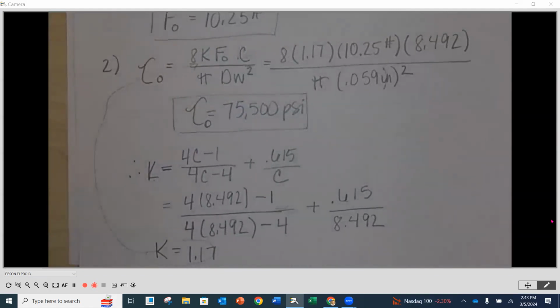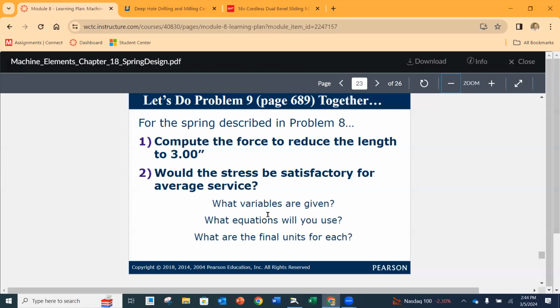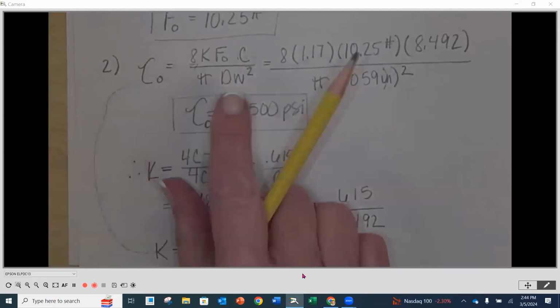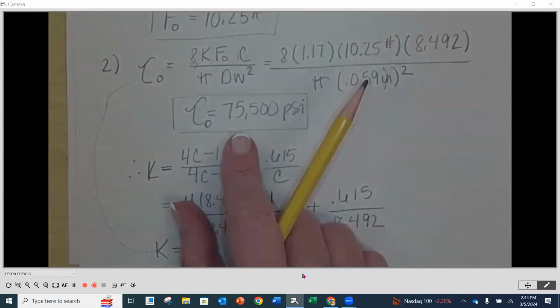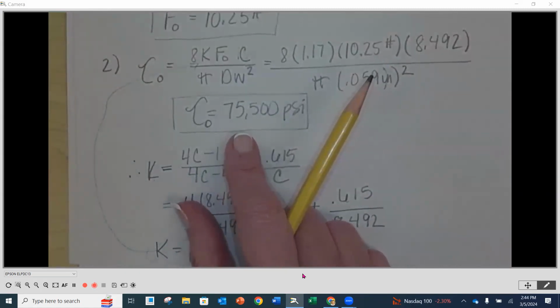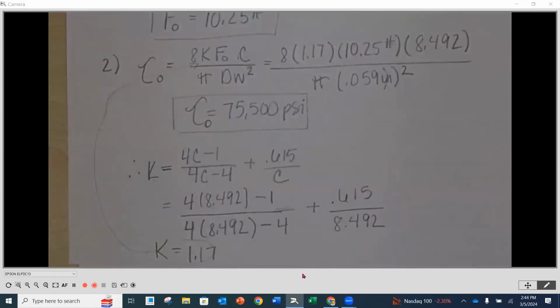Now, the problem didn't ask us what the operating shear stress was. It asked, would the stress be satisfactory for average service? Okay. Now we got to look. So if this is our operating stress of 75,500 PSI, we've got to find what the design stress is. So the design stress is going to come from those 6 little charts starting on page 664 to 666.